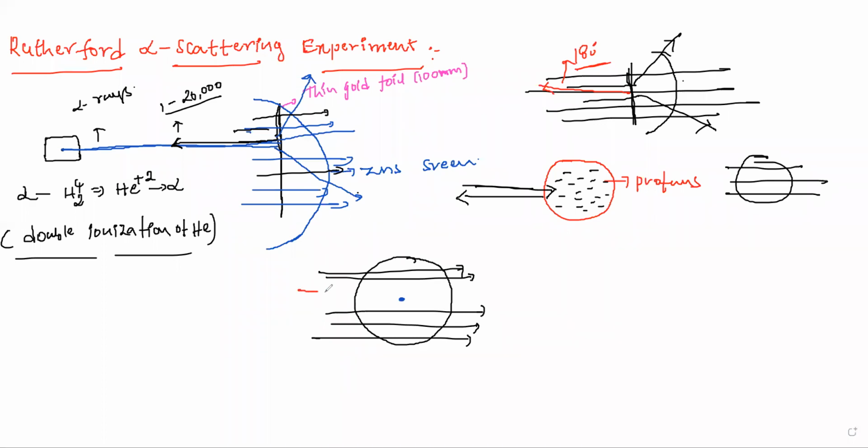For example, if the alpha particle touches the side of the nucleus, it can deflect some angle to this side, and if it strikes here, it will deflect some angle. But when the alpha particle strikes exactly on the nucleus, it will come back 180 degrees. So according to the Rutherford atomic model, most of the atom is empty space, and the protons are in the nucleus mass.